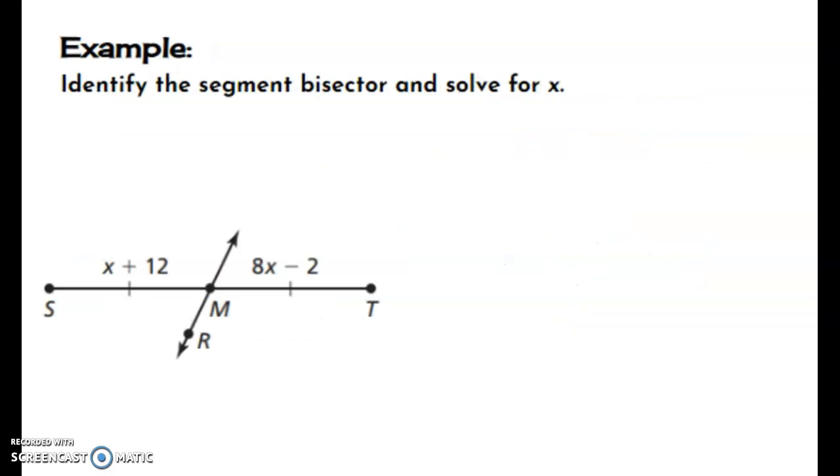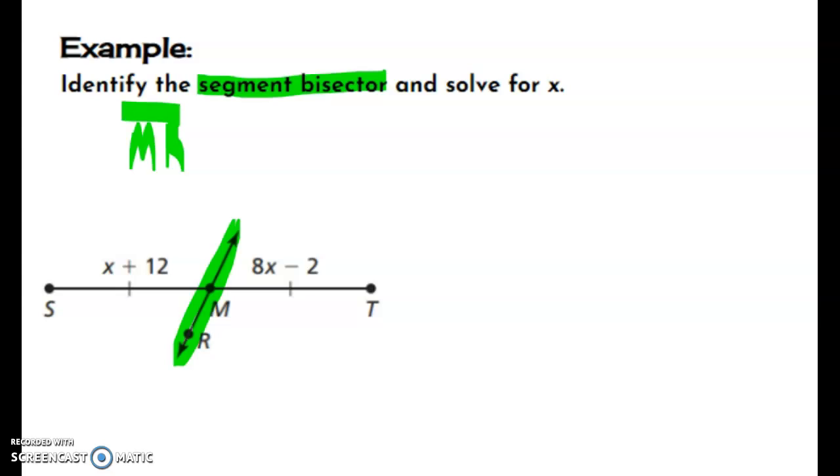All right, let's do the example on the foldable. So it says identify the segment bisector. So that wants you to tell you exactly what is doing the bisecting. So is it a point? Is it a line segment, a plane, a ray? So if you look at that, I highlighted the segment bisector. So the segment bisector is a line, and we can name it line MR. Sorry, I was writing with my highlighter there. It didn't turn out too hot. So let's go ahead and write MR.